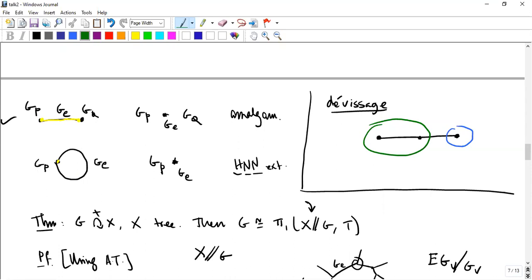And now collapse each subgraph which is colored green to one point. Then again you're boiling down to this case, right? You have a bipartite tree on which G acts. So it has to be an amalgamated free product of whatever group you get out of the green part and whatever group you get out of the blue part. So now you can induct and then break it down to just a bunch of graphs of this sort or this sort. That's the method of devissage.